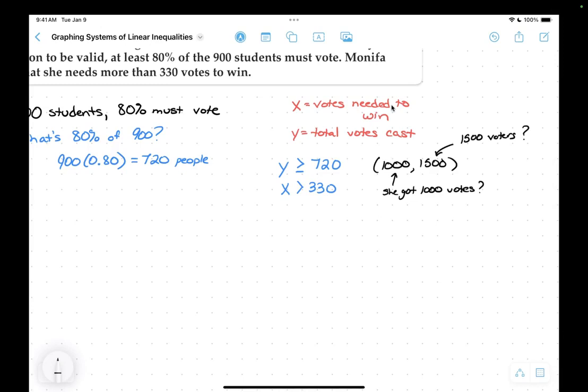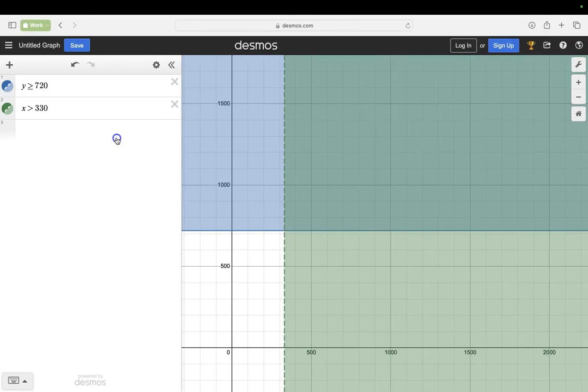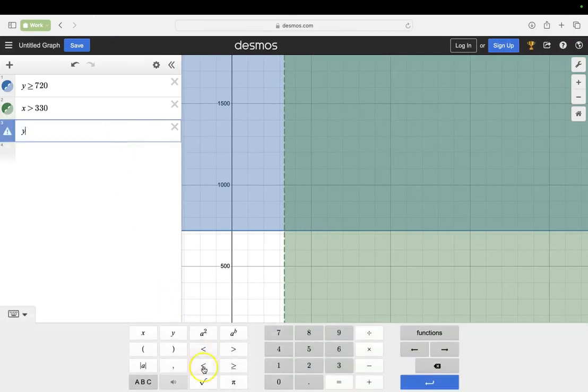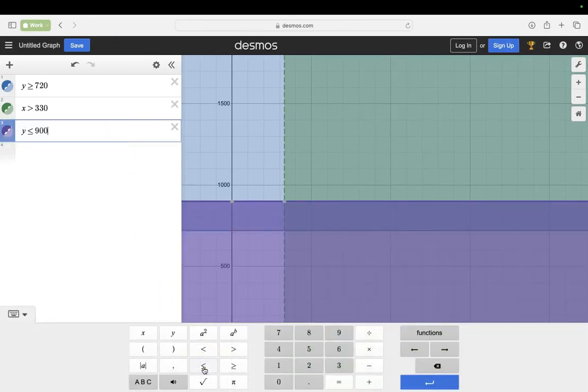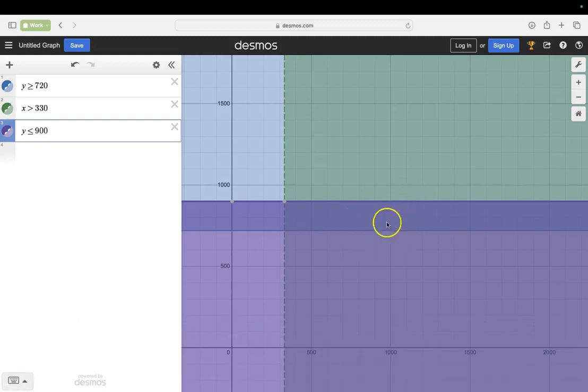So we need to come over here and say, Y, although it has to be at least 720, it also has to be less than or equal to 900. The total number of votes cast cannot be more than 900. So let's add that in. Y maxes out at 900. Okay, so now everything in the shaded area is okay? Well, let's check and see.